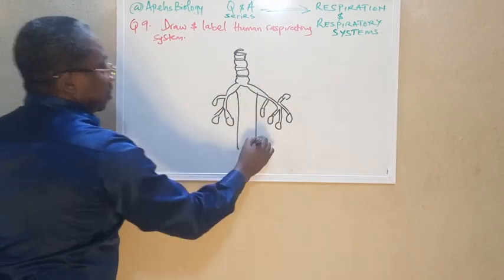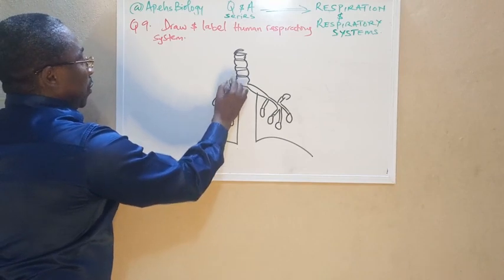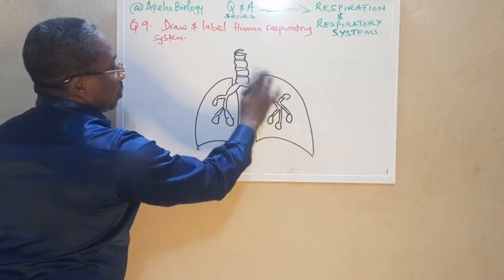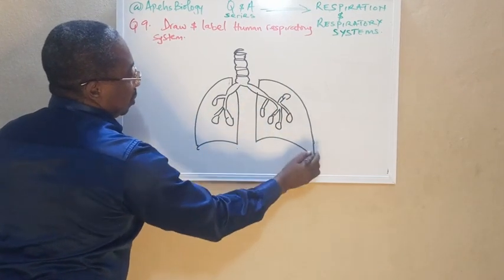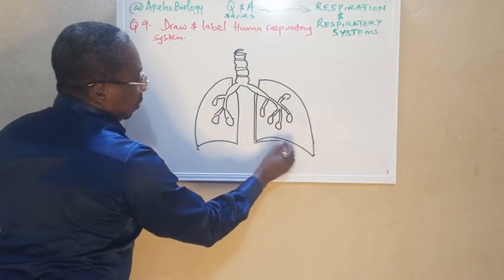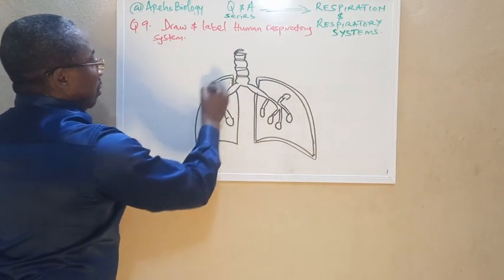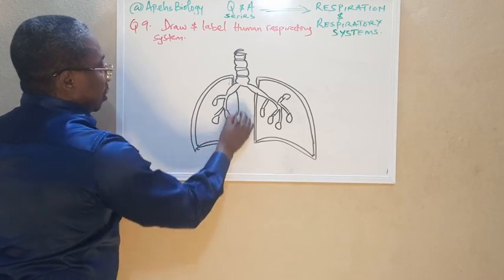Then bring out the lungs, okay, like that. Then take it here. You get the lungs out like that. Just a sketch of the human respiratory system. Go like that, right? Then do not forget to show the layers protecting the lung, called the pleural membrane. Very important to show it. Show the layer like that.